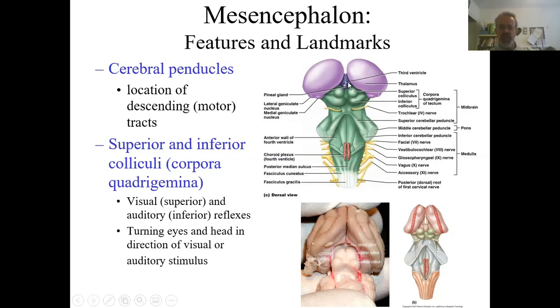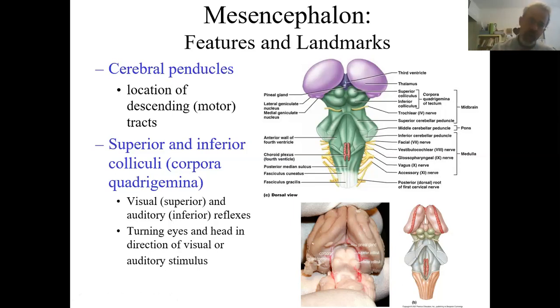We then have these two interesting structures. There's two sets of them, these two upper ones and these two lower ones, which you can also see here. And this is an actual brain right here as well. Collectively, the whole group, there's four of them, one, two, three, four, are called the corpora quadrigemina. Individually, these two are known as the superior colliculi and the inferior colliculi. Superior colliculi are important for visual reflexes, and the inferior colliculi are important for auditory reflexes.